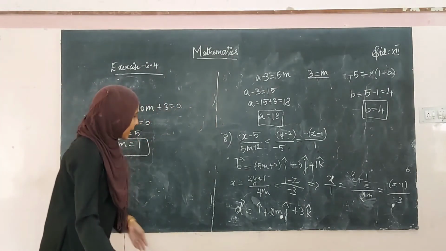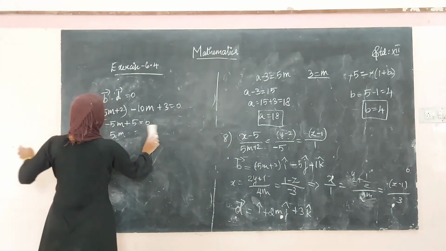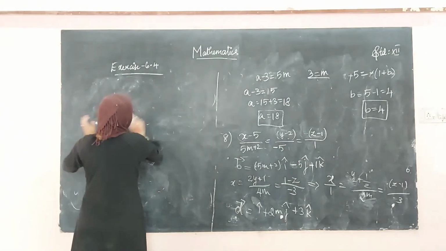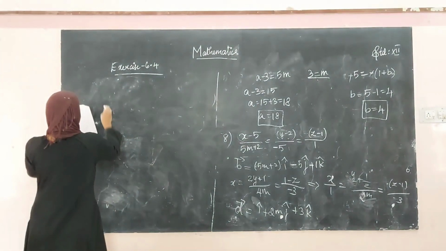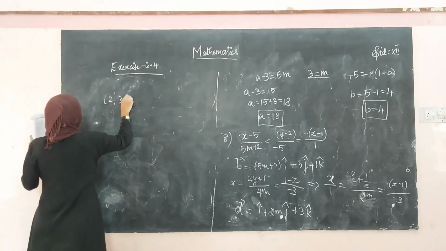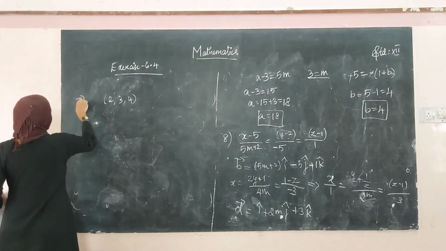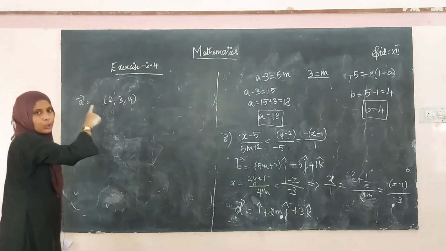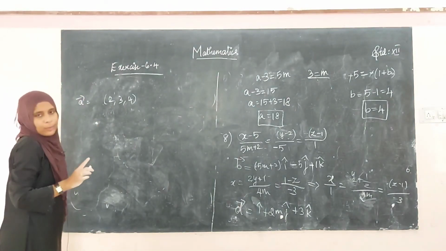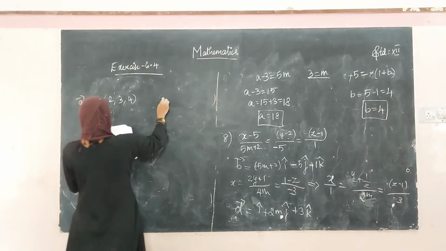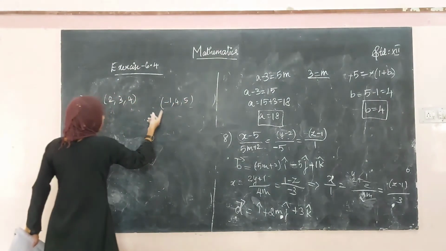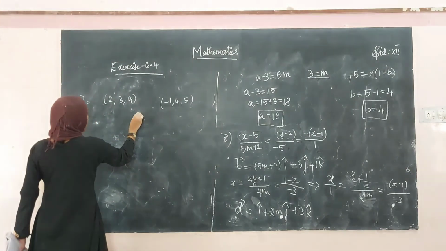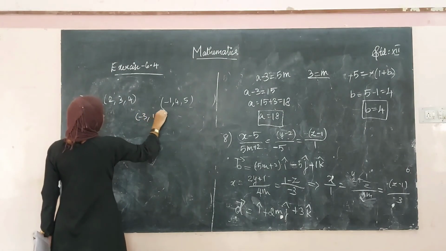See here, let me explain. See, you have to take the first point, right? 2, 3, 4 as A vector. So write A vector using this: 2 i cap plus 3 j cap plus 4 k cap. And then what is the second point given out there? Minus 1, 4, 5, right? So you have to find the direction ratios. Direction ratios will be in the format of minus 3, 1, 1.